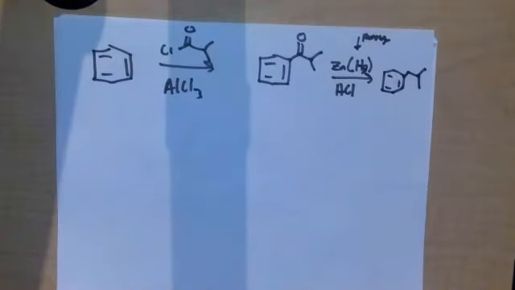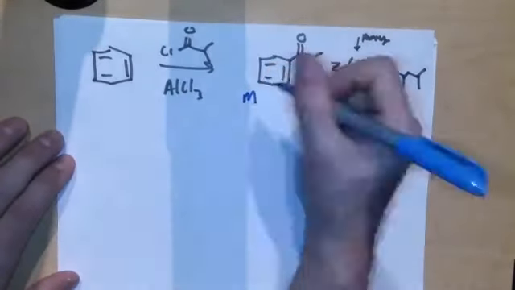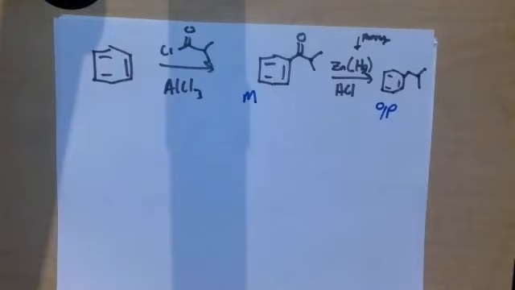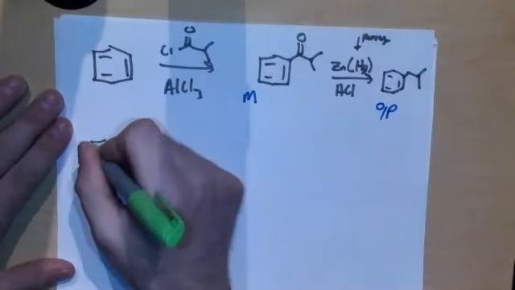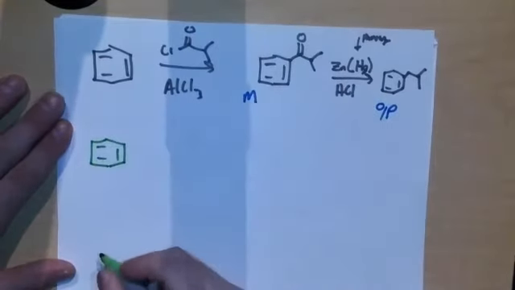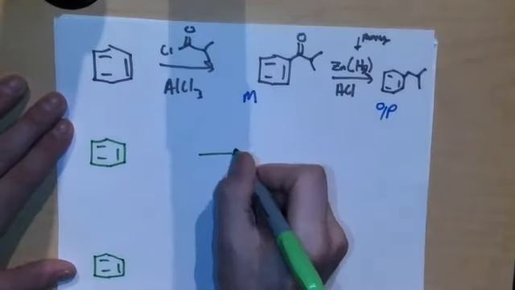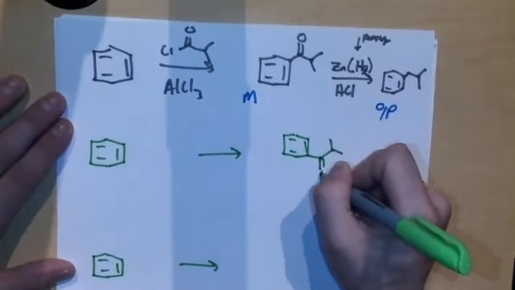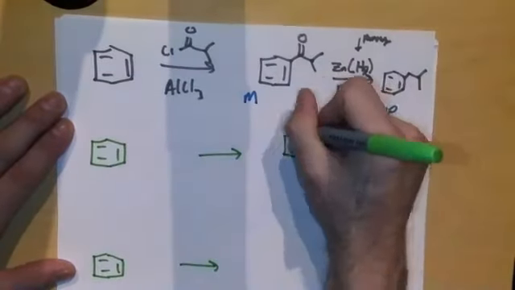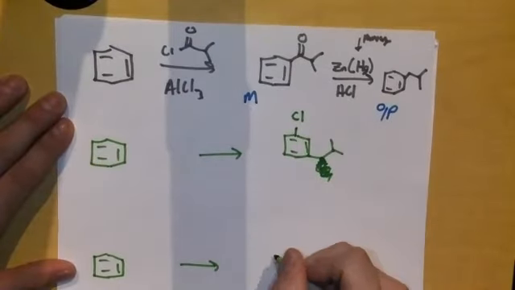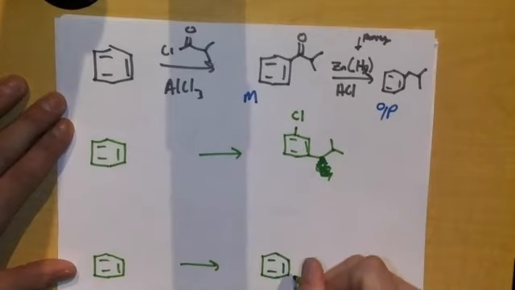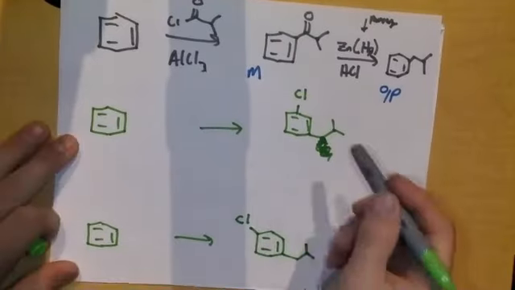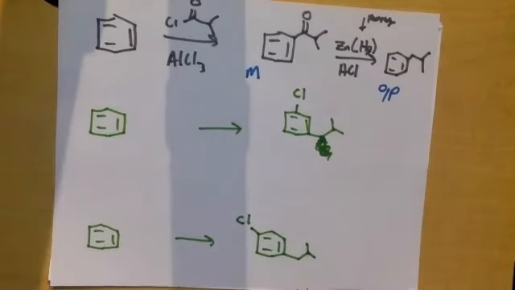So why do I care about this? The reason I care about this is that this here is a meta director. This is a group 5. This is an ortho para director. Which means if we're doing a reaction, let's say we have 2 different syntheses we've got to do. So we have these 2 here. One of them I chlorinated meta. One of them I chlorinated para.